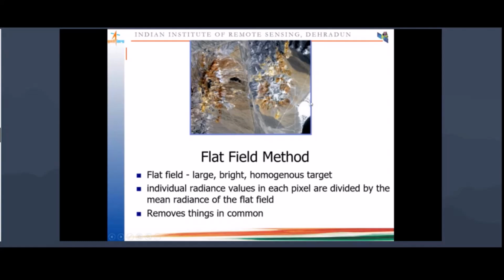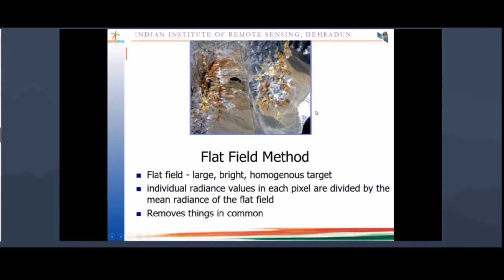All right. Another method is scene to scene normalization, which is also very, very commonly used if you are working with temporal analysis of a similar spatial domain. So here, what we need to have is, number one, some pseudo-invariant objects. That is, those objects which hardly change their behavior or spectral reflectance over time.